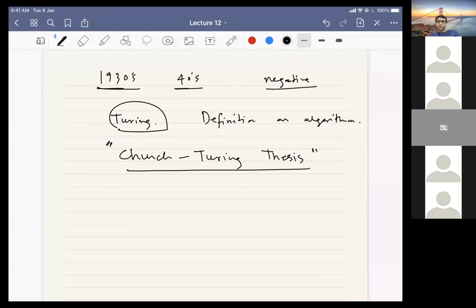Topics for the quiz are clear. I discussed it last time. It's everything that is done after the midterm, that is everything about Turing machines. Yes, non-deterministic Turing machines. Yes, today's class is also included.